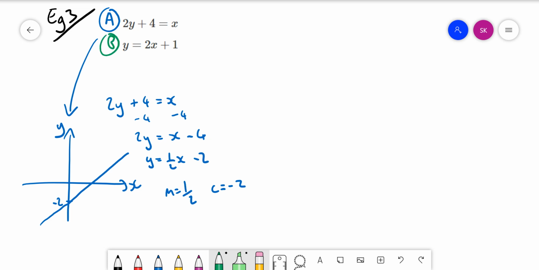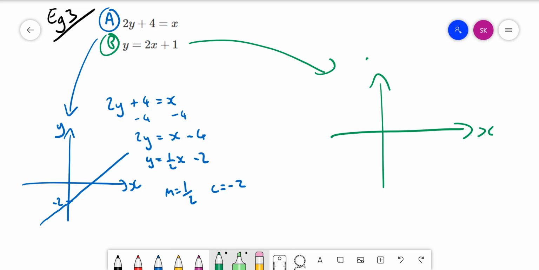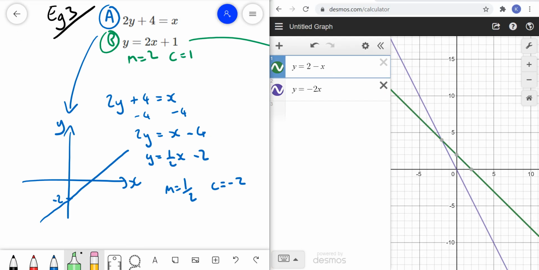Equation B, over here, it's much easier. Y equals 2x plus 1. Y-intercept is 1. C equals 1. M equals 2, which means it's going up more steeply than the last one. Like that. Let's check if they're right, and then we'll see where they cross.